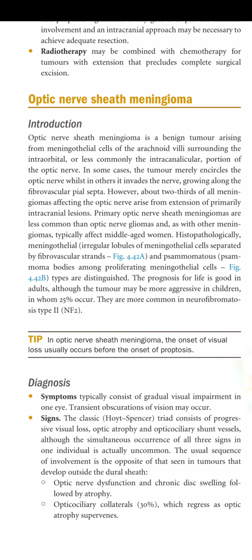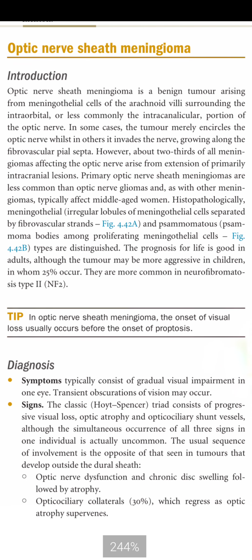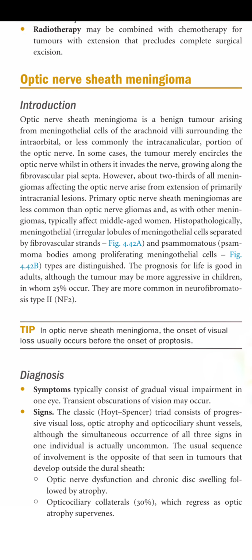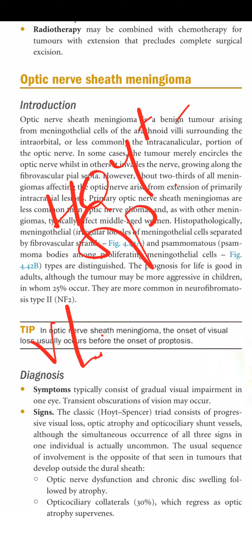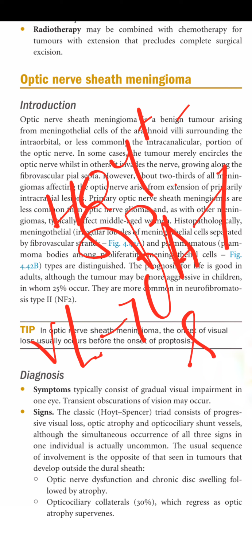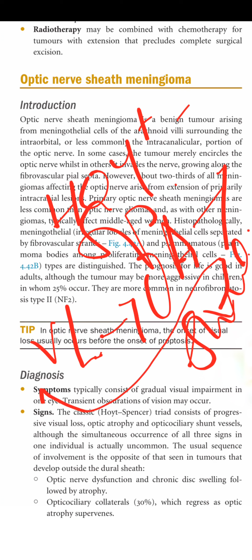In optic nerve sheath meningioma, the onset of the visual loss usually occurs before the onset of proptosis. So typical symptoms typically consist of gradual visual impairment in one eye; transient obstruction of vision may occur. So signs, there is a very characteristic triad for it. It is the Hoyt-Spencer triad. First there will be the visual loss, then after the visual loss there will be the optic atrophy, and after that there will be the shunt vessels that occur after the optic atrophy. So these are the triad that occur in a sequence.